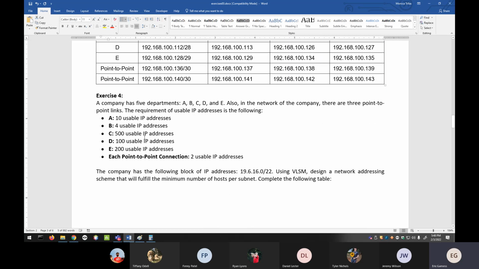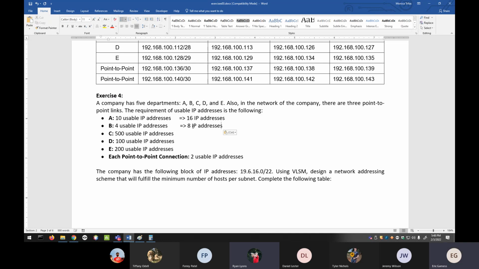Will you be able to do this one? Exercise 4, or should we go on it? Maybe we should go on it. What do you think? Okay, so look, department A needs 10 IP addresses. How many should I give to A? 16. Okay, department B needs 4 usable.